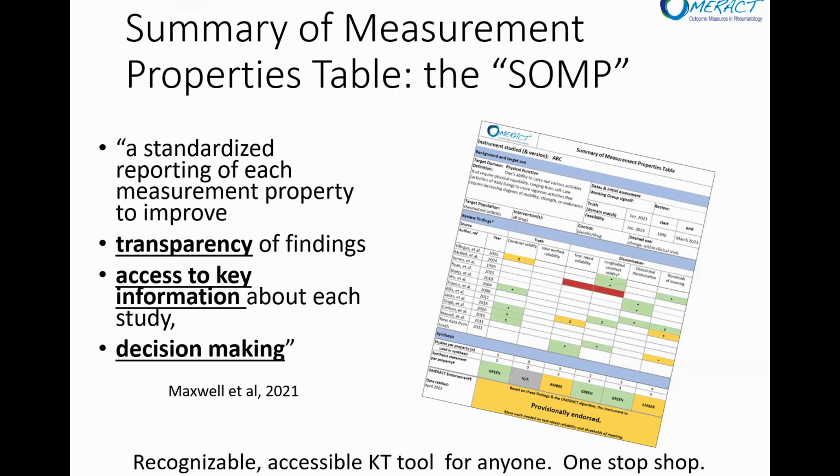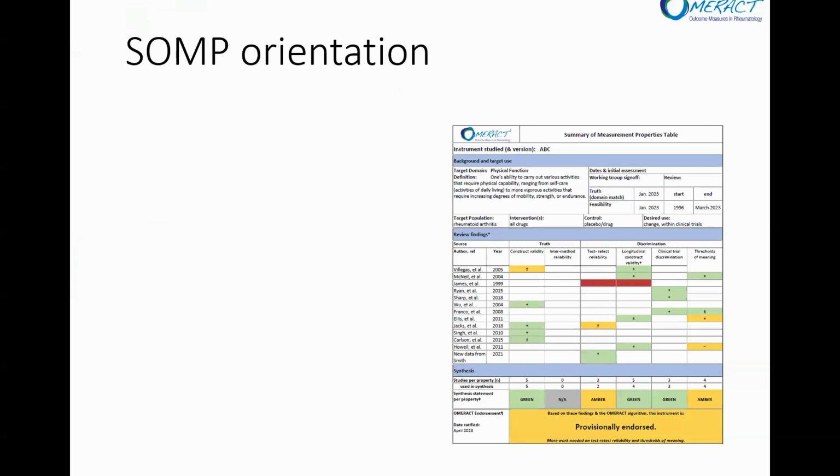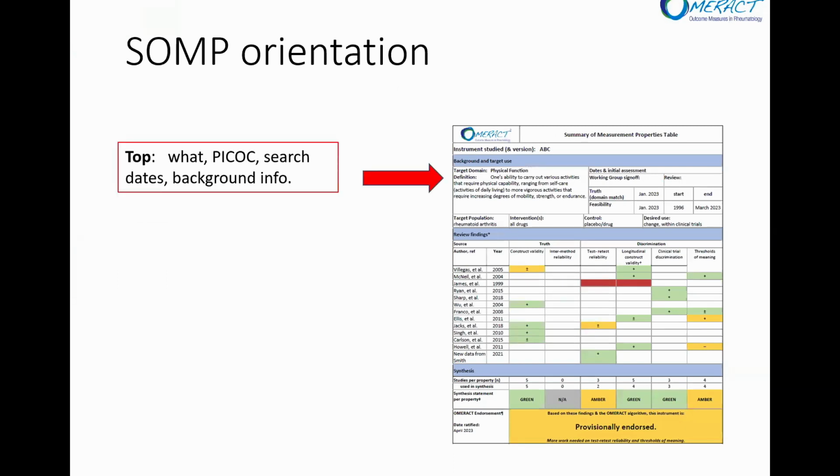So it should become a recognizable, accessible tool for anyone in the OMRAC community, a one-stop shop for understanding a given instrument. So let's have a bit of an orientation to the SOMP. The top part of it is the background or the target use. We're always having one SOMP per situation in which we want this instrument to be used and one SOMP per instrument. So it outlines the target domain, elements of the peacock, the search dates, and background information about the search and how we intend to apply the results of the search.